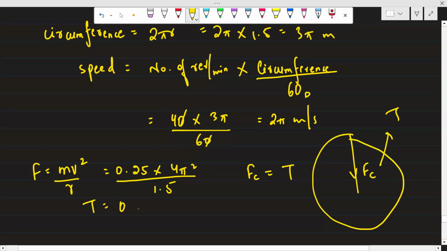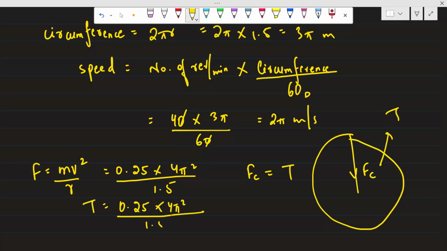Tension will be equal to this 0.25 into 4 pi square by 1.5. Is this clear? This much of Newton.